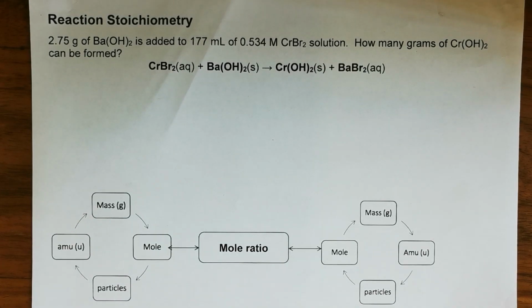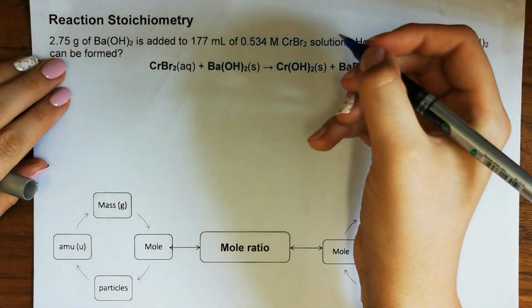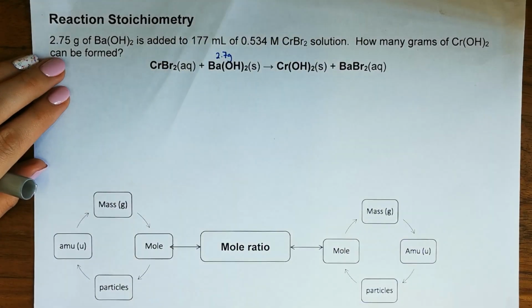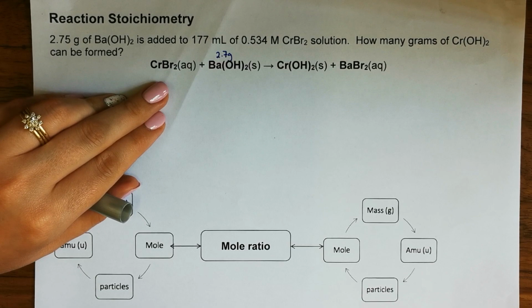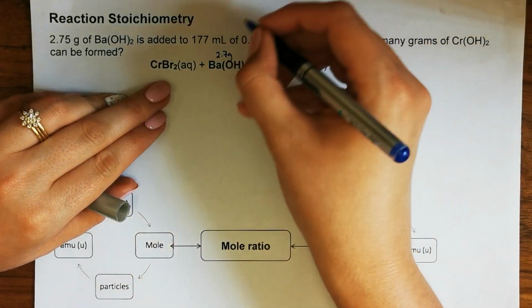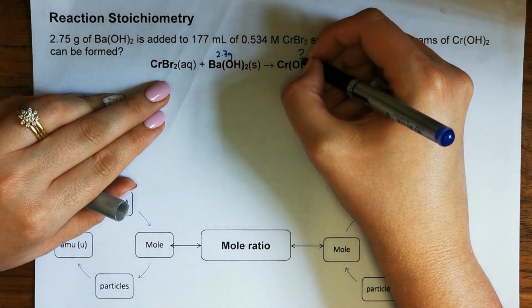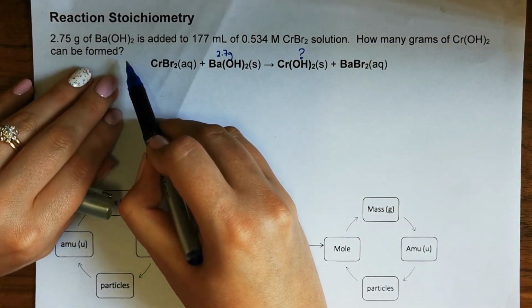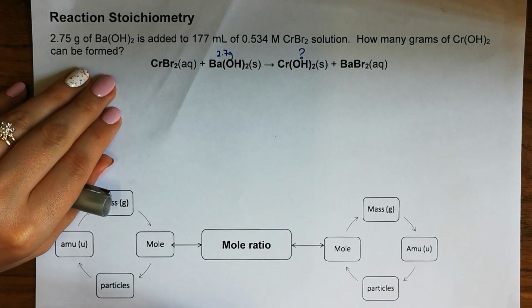Here we have a typical reaction stoichiometry problem. We've got 2.75 grams of barium hydroxide reacting with an aqueous solution of chromium bromide. Okay, and they give us information about that solution. They are wanting to know how many grams of chromium hydroxide can be formed. So they're looking for the theoretical yield in this instance.